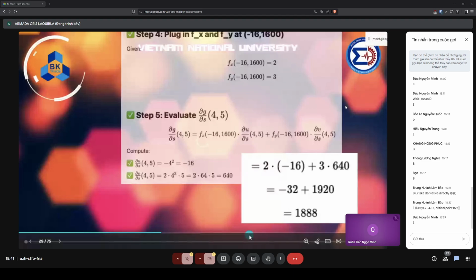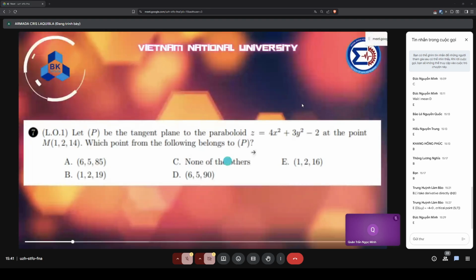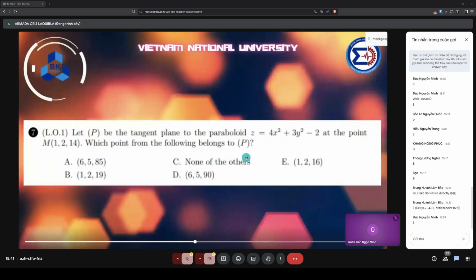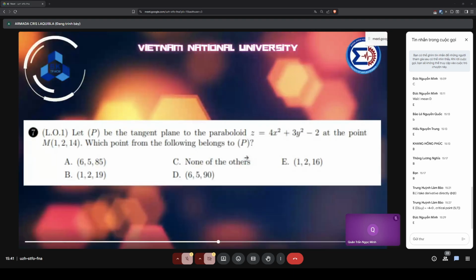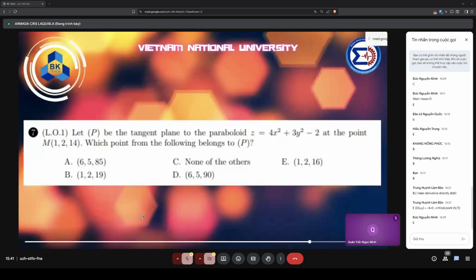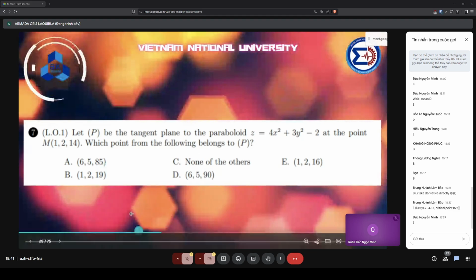this one. Let P be the tangent plane to the paraboloid z is equal to 4x squared plus 3y squared minus 2 at the point M(1, 2, 14). Which point from the following belongs to P? Okay, so I will not give you your 5 minutes now. I will just explain this to you because the time is 3:41 already.